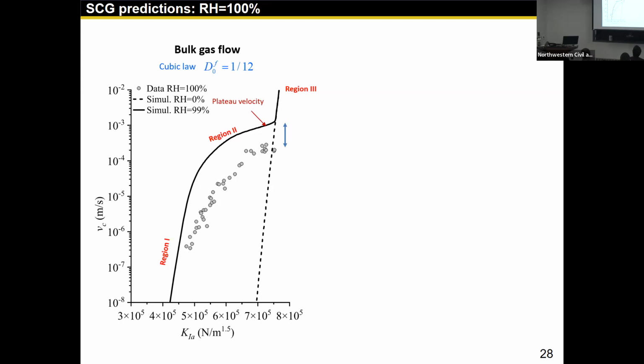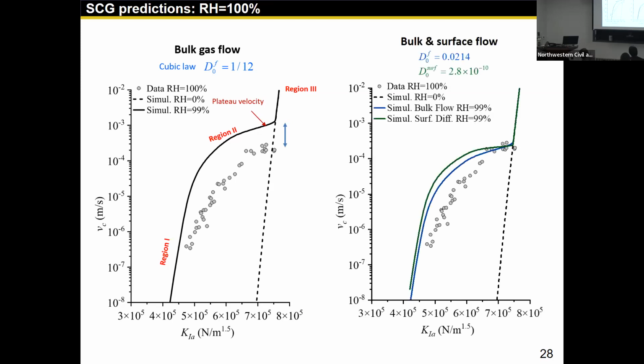Secondly, we plug in the cubic law diffusion, 1/12. We see that it overshoots the plateau velocity of the data in the fully humid environment. So we just change this term to compare with surface flow. You can have all the curves pinned at the plateau velocity to compare their shapes. You can see the different diffusion mechanisms will give you a different shape of the subcritical crack growth curve. And that highlights the importance of getting the transport mechanism right.